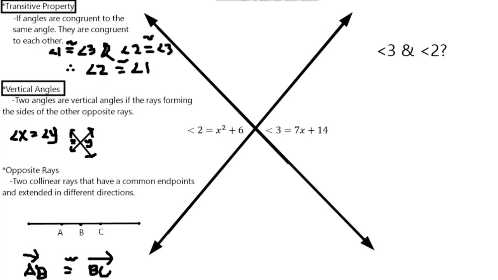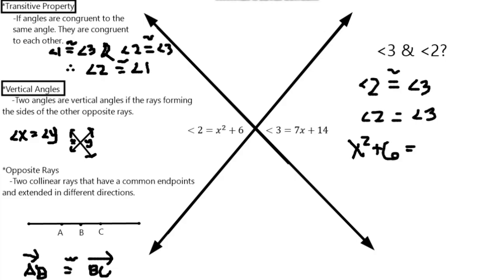This is inside of vertical angles, so we're going to solve one. What's the value of angle 3 and angle 2? We all know that these are congruent to each other, so we can just set them equal. So we got x squared plus 6 is equal to 7x plus 14.